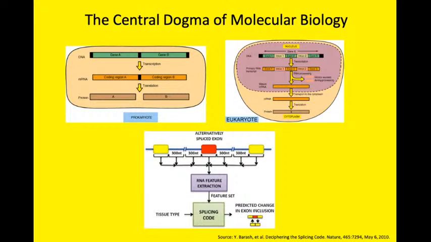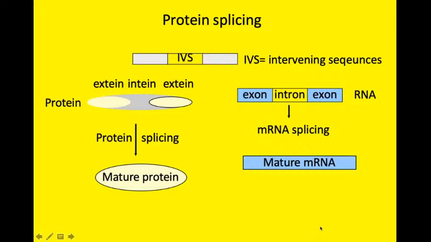Alternatively, they could also be spliced, with the exons which we do not require. Then we can predict what should be included and what should not be included. In splicing, we can have intervening sequences (IVS): exon, intron, exon. So you have exon, intron, exon producing RNA. Then mRNA splicing, then a mature RNA out of it, which will produce a mature protein.